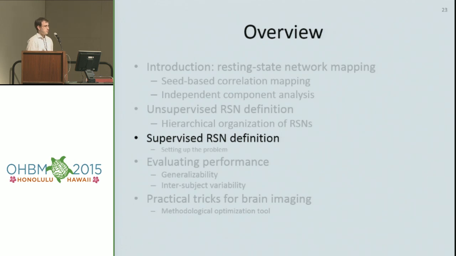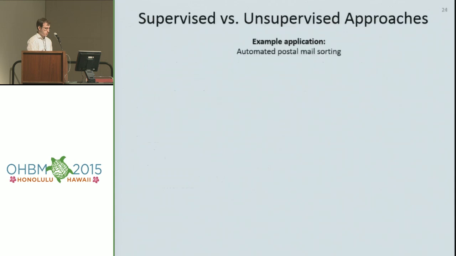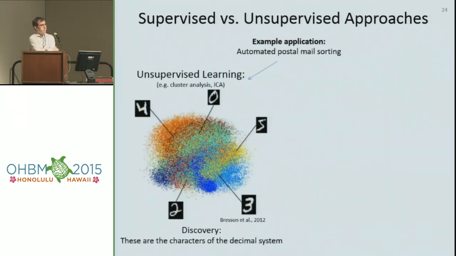So this brings us to how we can use supervised learning to address the challenges in this data. Briefly, to explain the difference between supervised and unsupervised approaches, I'm going to use an example of handwriting recognition from sorting postal mail. Unsupervised learning is simply taking, for example, a whole bunch of handwritten digits and clustering the data, which would give you an answer like, these are the characters of the decimal system. These are the major clusters of the data. So this is a discovery approach.